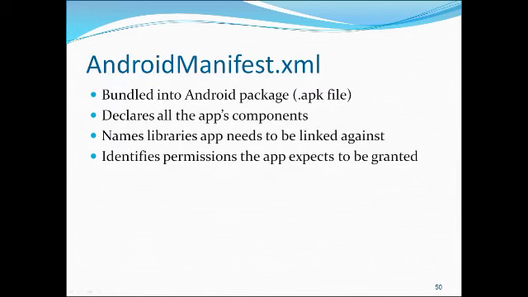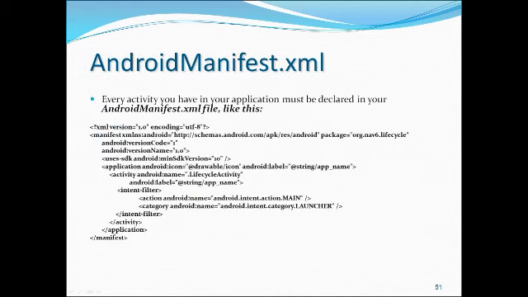The Android manifest that is included in the APK is an important file that declares all the app's components, the libraries that the app needs to be linked against, as well as identifying the permissions that the app is expected to ask to be granted. The AndroidManifest.xml roughly looks like that.